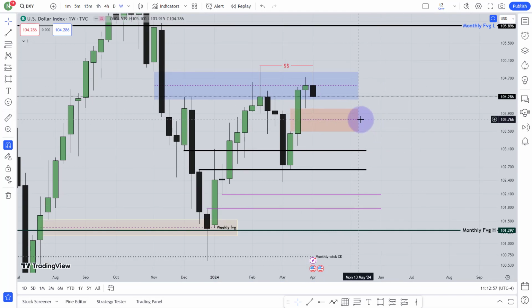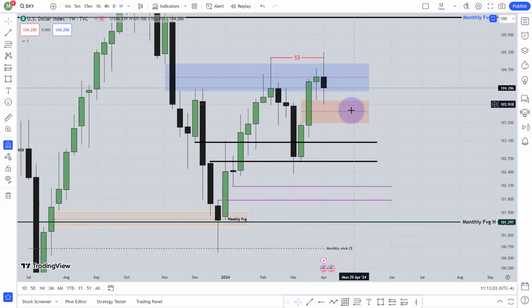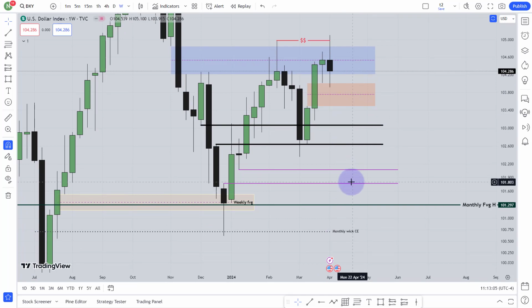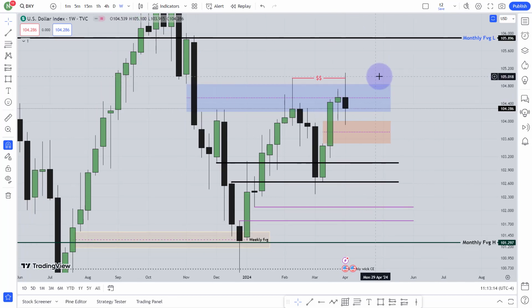This bullish fair value gap is holding the price. This bearish fair value gap is also holding the price. If market can break this bullish fair value gap, then market will keep going lower. If market can go above this bearish fair value gap, then market will go higher. So this is kind of a 50-50 situation.